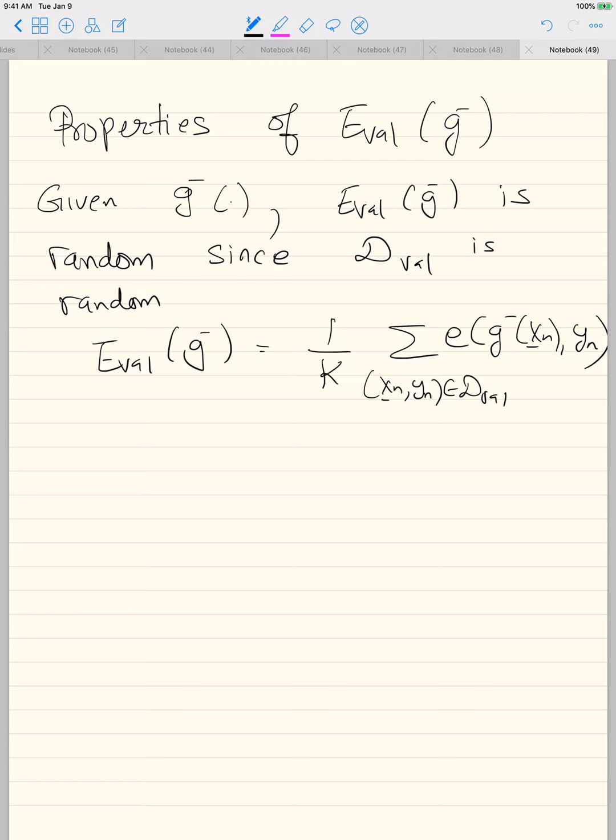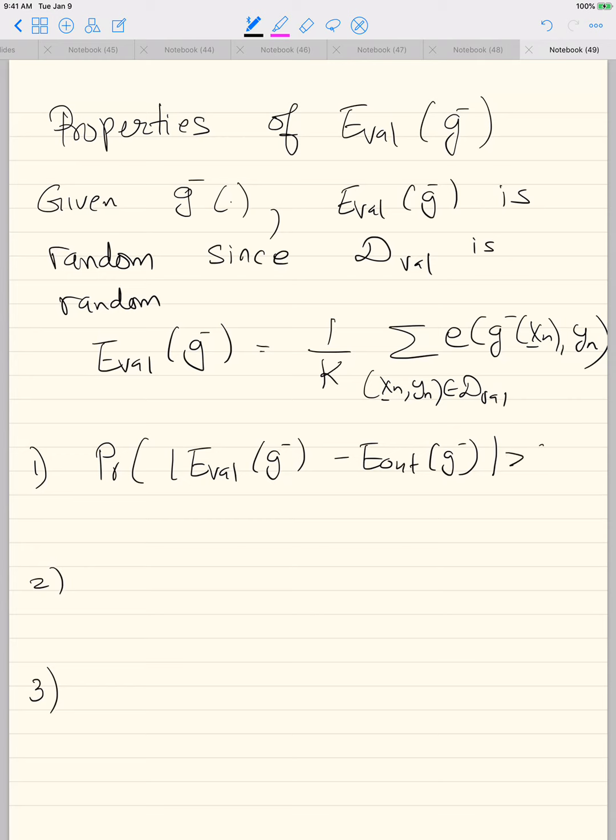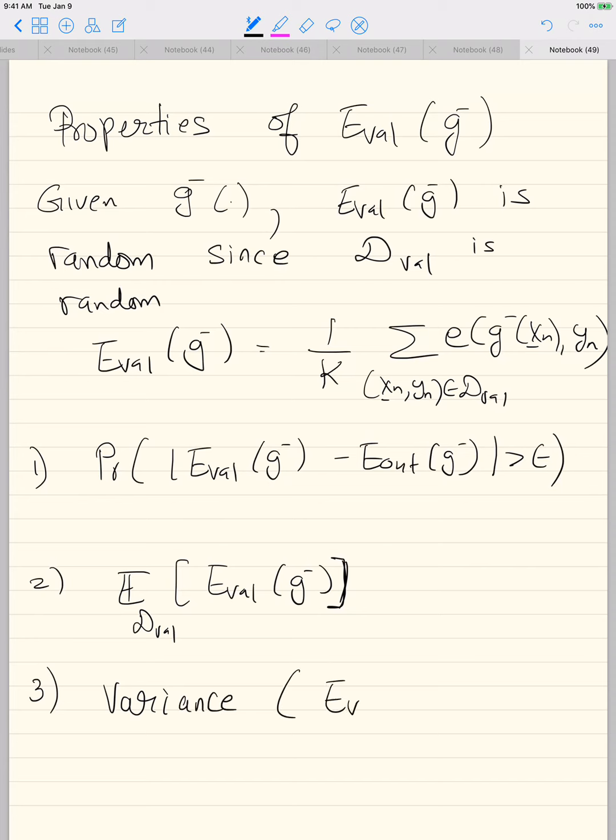So I'm going to ask you three questions, and we'll see if you can answer them in any order. One is, let's look at the probability of eval of G minus minus E out of G minus greater than epsilon. This is the first question. Can you bound this? Second is the expected value over d eval of eval of G minus. And the third is the variance of eval. So using the results of PAC learning and other simple things, can anyone see how any of these quantities can be simplified?